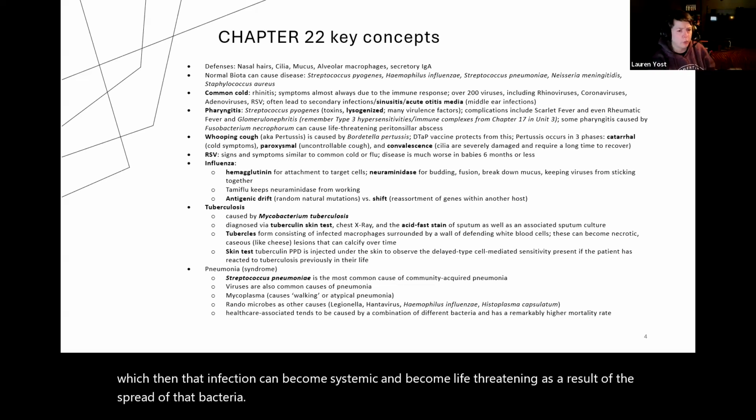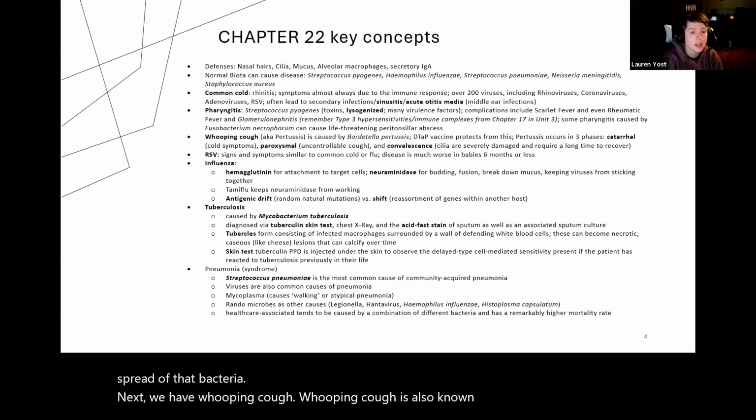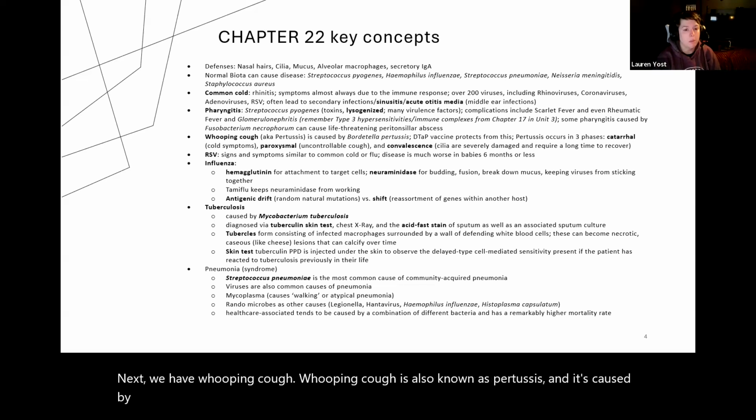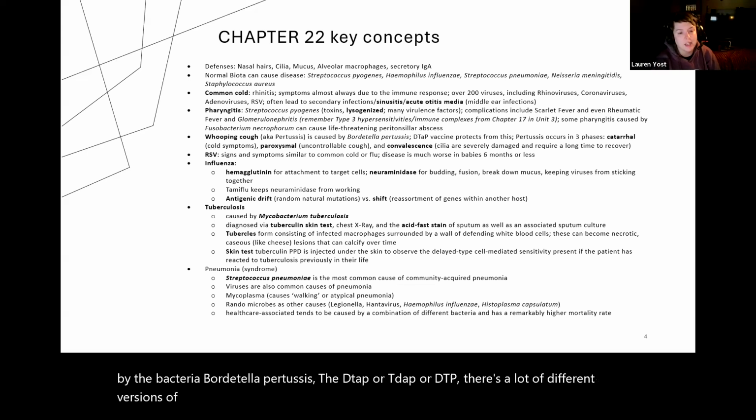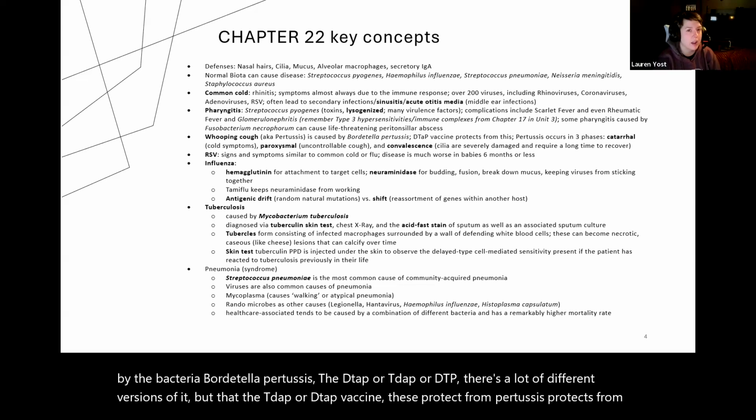Next, we have whooping cough. Whooping cough is also known as pertussis, and it's caused by the bacteria Bordetella pertussis. The DTaP or Tdap or DTP, there's a lot of different versions of it, but the Tdap or DTaP vaccine protects from tetanus, diphtheria, and pertussis.